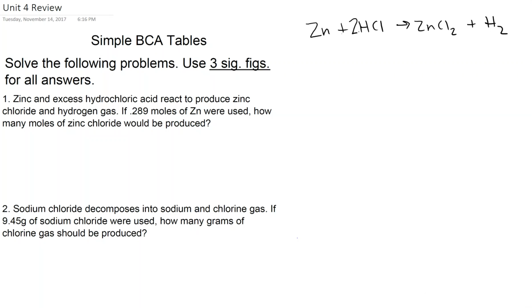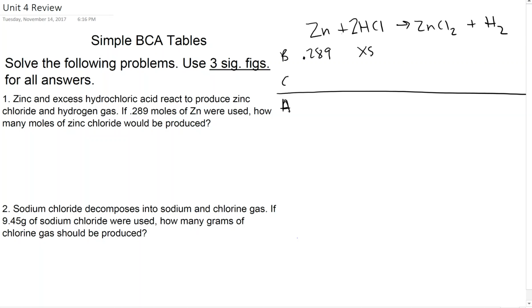Now that the equation is balanced, we can write out our BCA table, and we can start by filling in the before row. The before row is filled out by using the numbers provided to us in the problem. So it says we have 0.289 moles of zinc. So that goes in the before row under Zn. It also tells us that we have excess hydrochloric acid, and we know that we always start with 0 moles of our products.